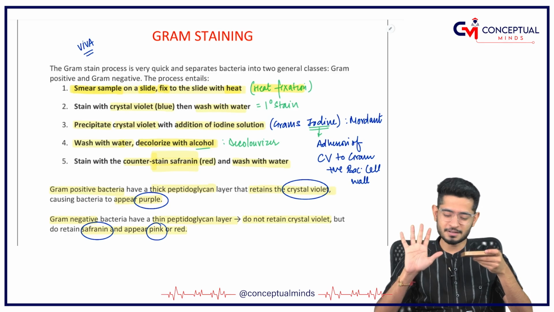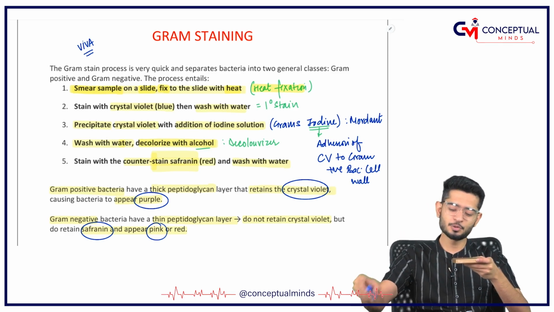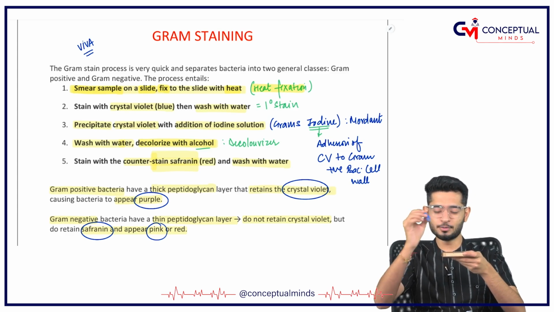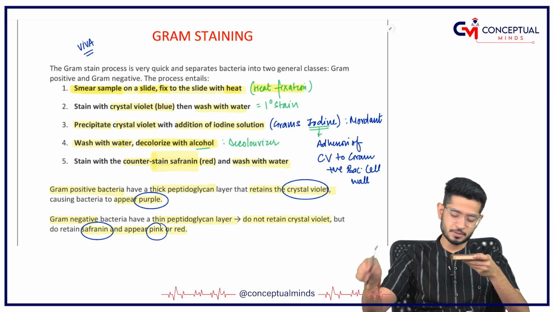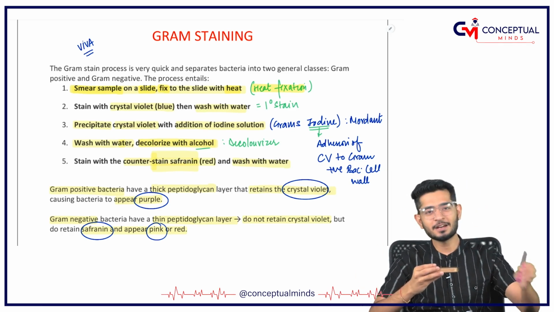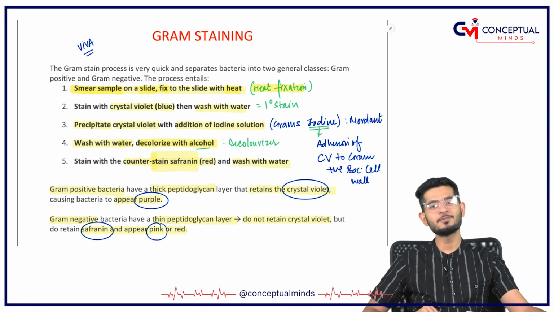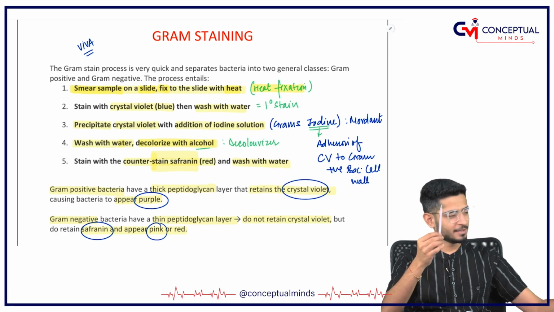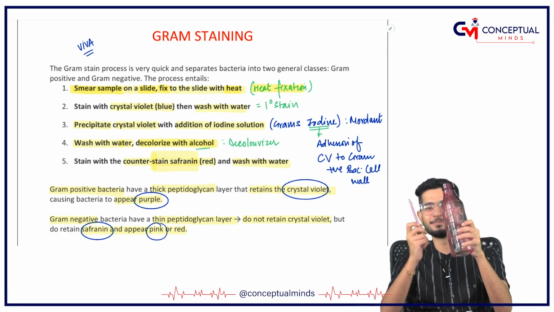But the 5 important steps are, first of all, you will do the heat fixation. Next you will put the crystal violet, the blue color. After that you will add iodine solution, then alcohol, and in the end the counter stain. So there will be 2 types of bacteria which will be seen. One will be pink, and some will be purple: pink, purple.